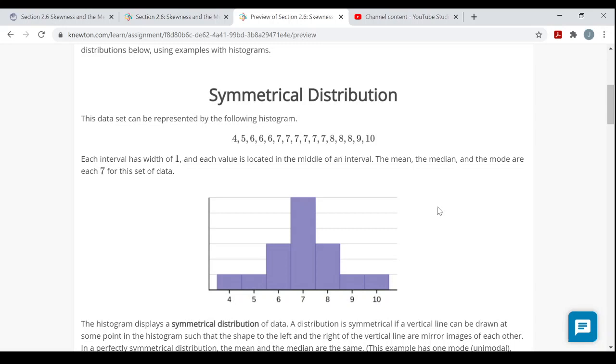A distribution is symmetrical when basically the left half of the data set looks exactly like the right half, or close to. It doesn't have to be exactly like. Alright, so this distribution here is definitely symmetrical. You see it starts off low, goes up higher, higher, and then it does exactly the same thing. It does the opposite of that on the other side.